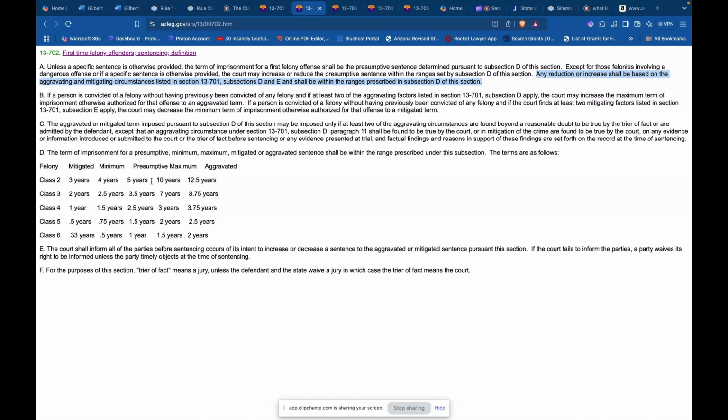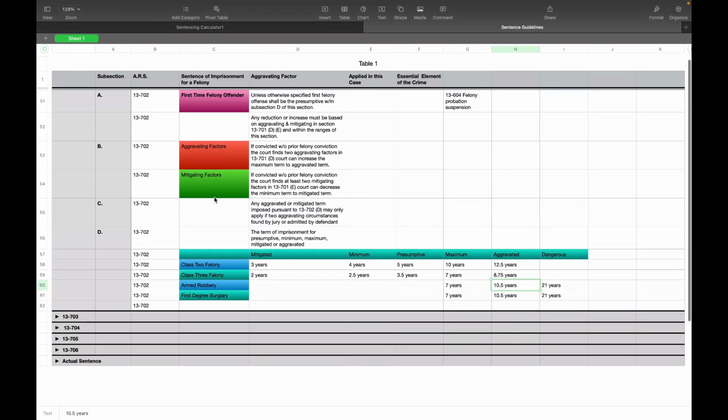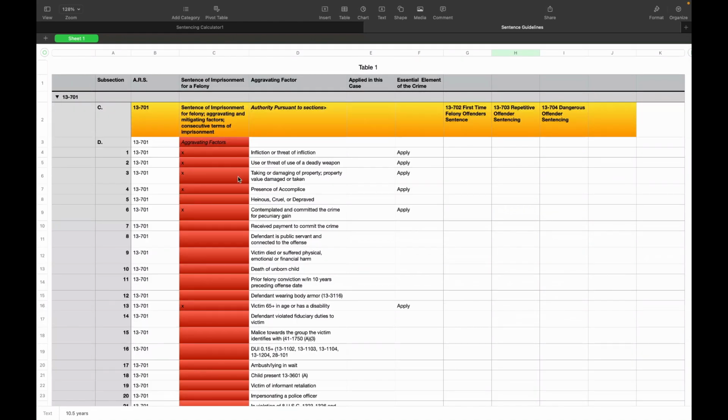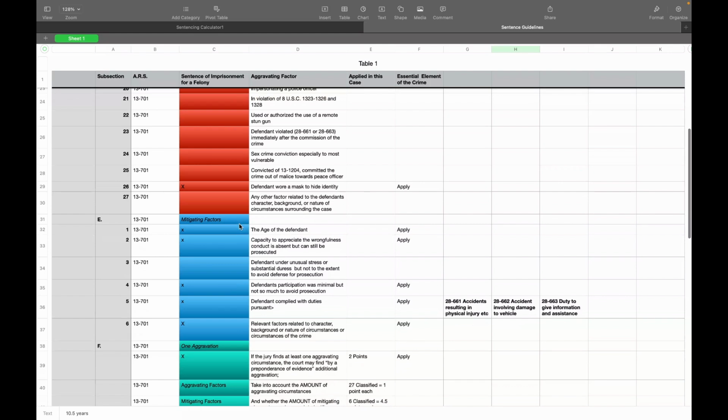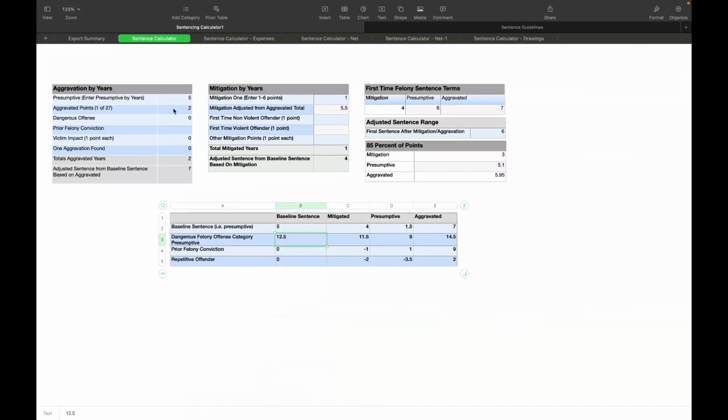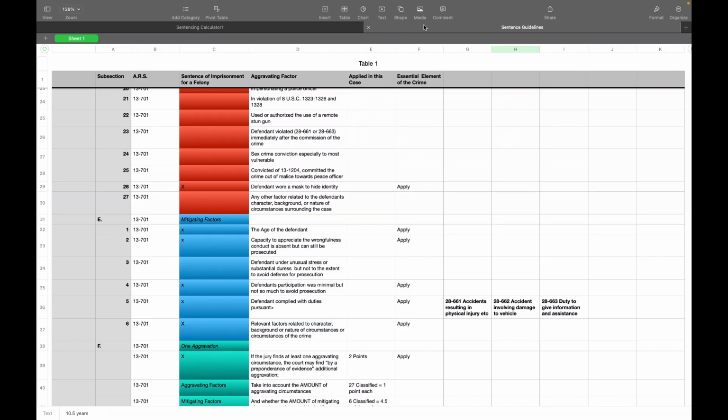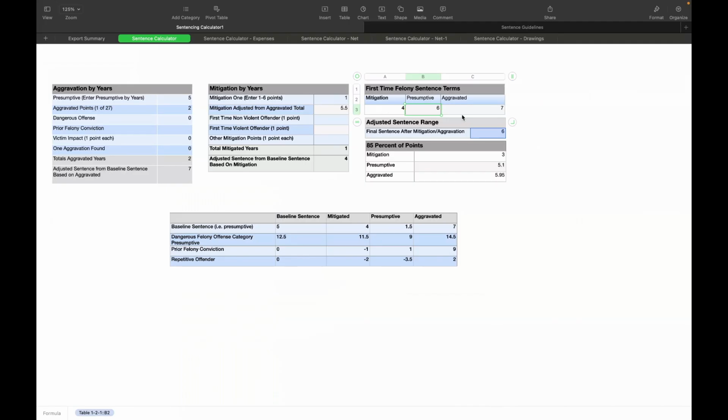So if you found any of the 27 aggravating factors here, any of them, or any mitigating, in this case, we'll say we found 2 aggravating and 1 mitigation. Your aggravated sentence would be 7 years. Your mitigated would be 4 years. Your presumptive in between the two would be 6. We'll get more into that. But again, it's really just about how it's adding and increasing and decreasing towards the sentence.